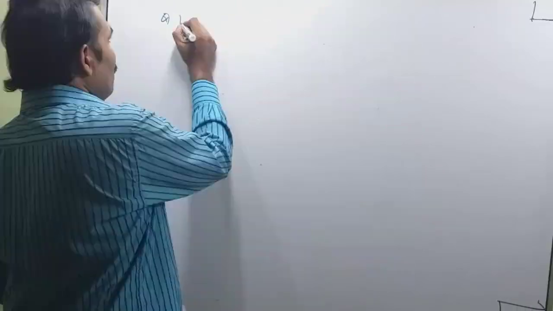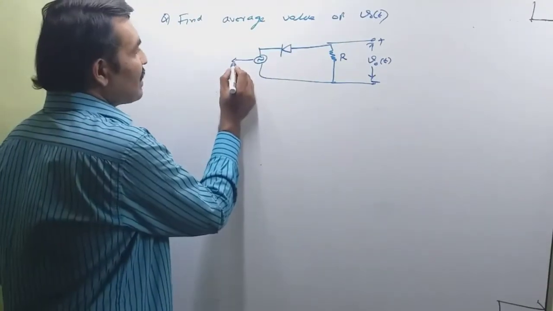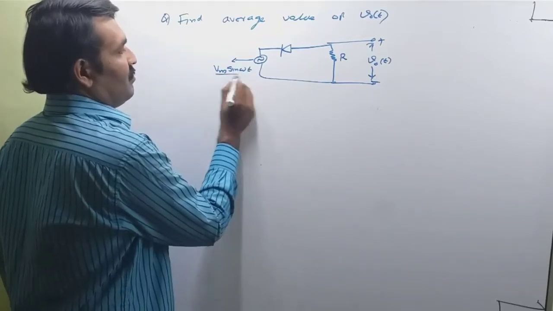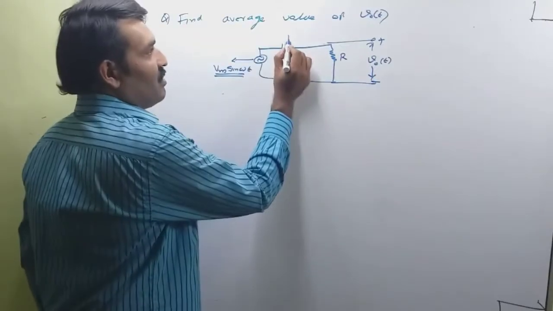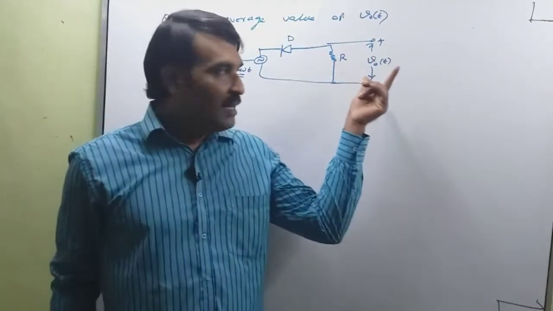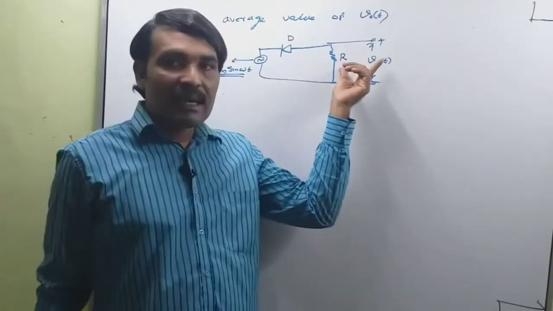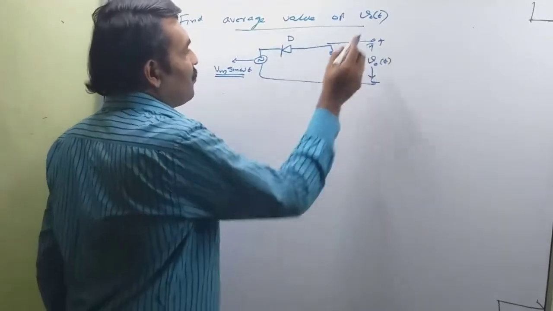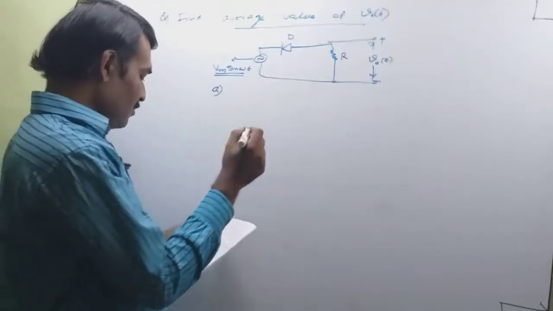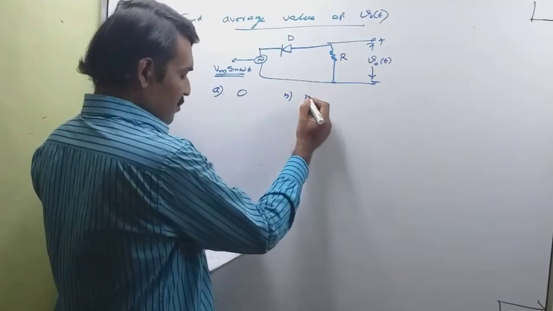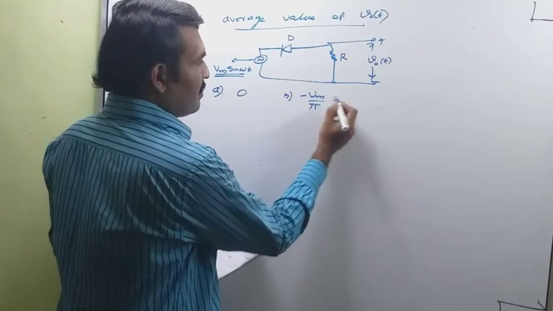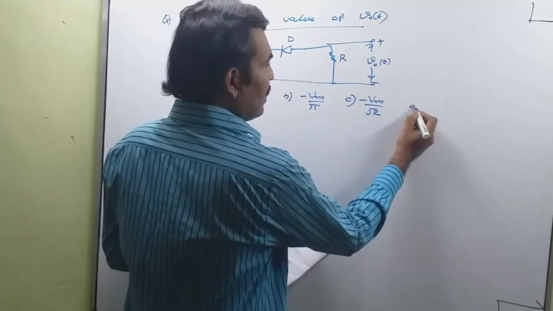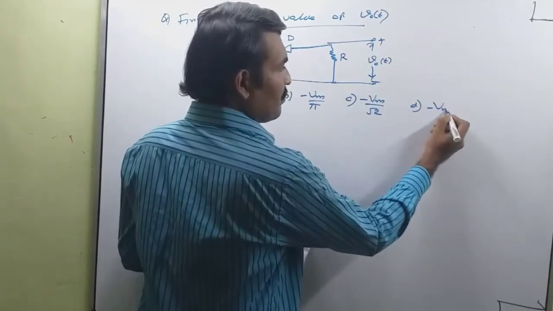Find: V of t is equal to Vm sin omega t, and we have a diode D, and we want to find the voltage across this resistance and its average value. The choices given are: first, 0. Second, minus Vm by pi. Third, minus Vm by root 2. And option D is minus Vm.